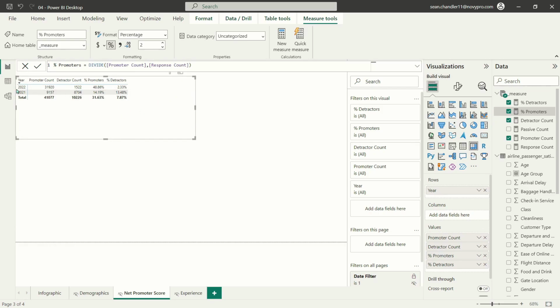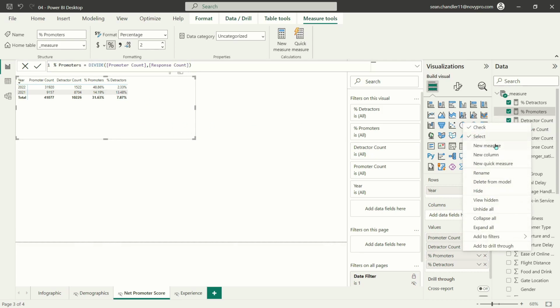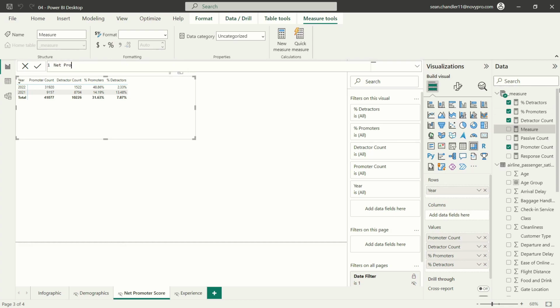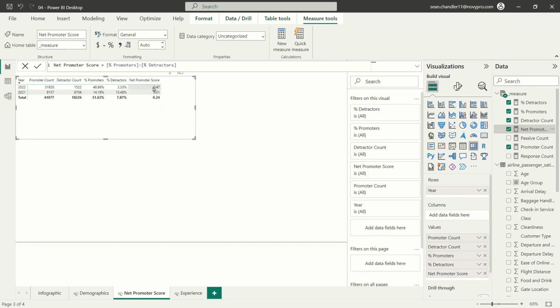And now really all we have to do here is for 2022, we're going to subtract percent detractors from percent promoters and do the same thing for 2021. So our Net Promoter Score is literally just going to be our percent promoters minus our percent detractors. Let's go ahead and put that over here. And you can see our Net Promoter Score for 2022 is a huge improvement over the previous year.